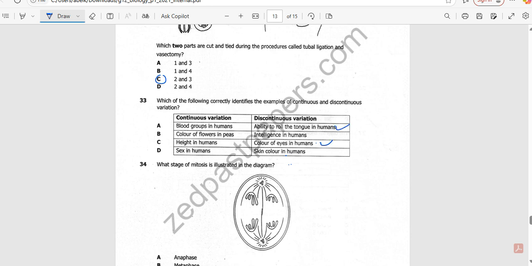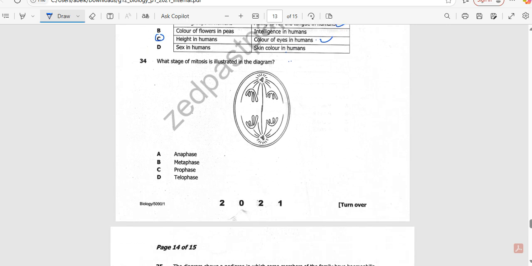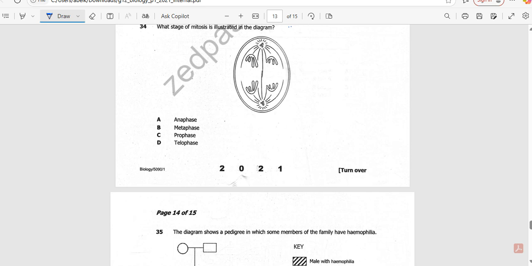So let's look at the opposite part. Blood group in humans is discontinuous. We have only A, B, AB and O, 4 types. There's nothing like moving from A going into B. There's no link. Height is continuous, so the answer is C. If you arrange people in a straight line, you find that the height will either be decreasing or increasing.